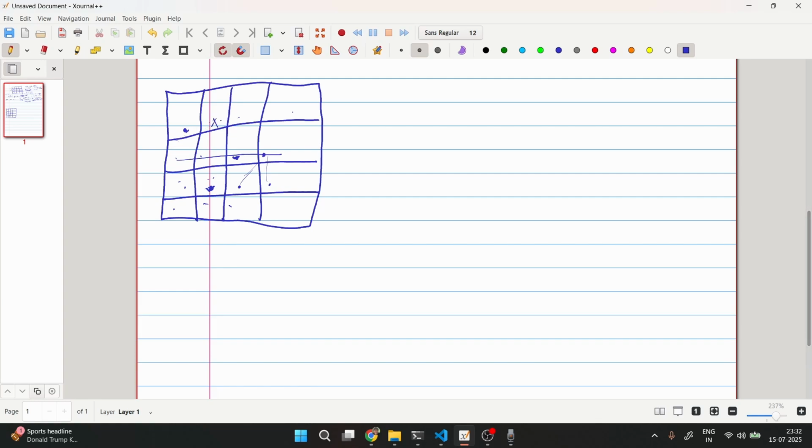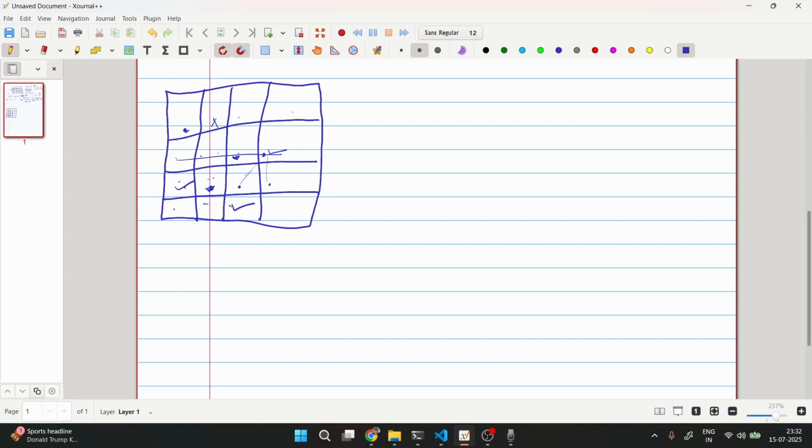And as you've seen in the solution, we can put the second queen not here, not here, not here, but here. The third queen can be put here, and the fourth queen can be put here. So you can see no two queens are attacking each other in this position.